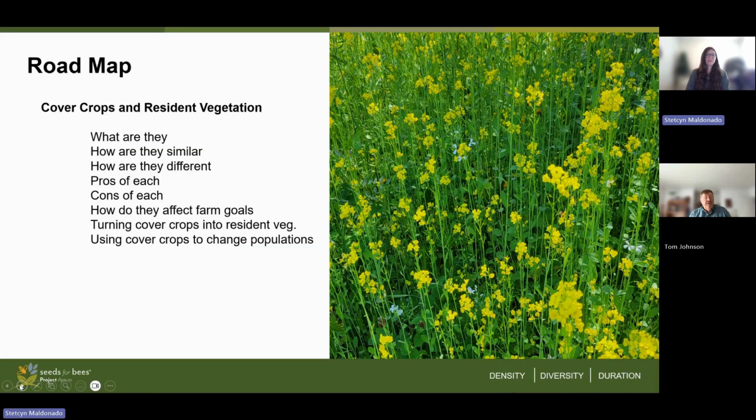Here's a roadmap of our talk for today. We're going to be discussing what cover crops and resident vegetation are, how they're similar, how they differ, the pros and cons of each, and then we're going to discuss how they affect the farm and other population dynamics, such as turning cover crops into resident vegetation and using cover crops to change populations. Tom's going to take it from what they are to the cons of each, and then I will take over after that.